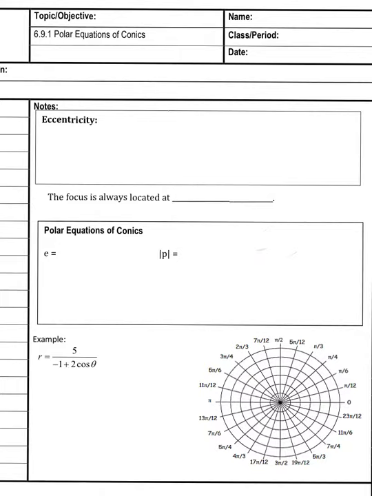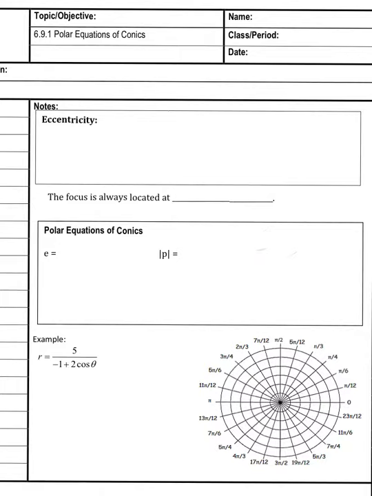Okay, we have two equations for conics. The first one is r equals ep over 1 plus or minus e cosine theta. And the second one is r equals ep over 1 plus or minus e sine theta. Okay, I want you to notice the 1 here and here. This is very important. We're going to be using that as we graph our conics.